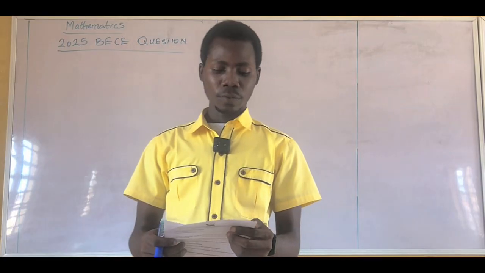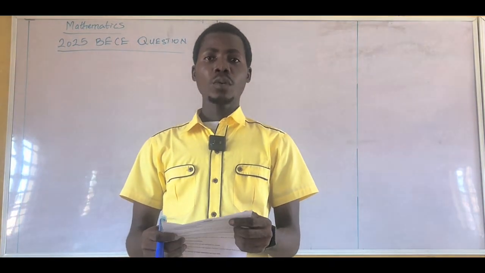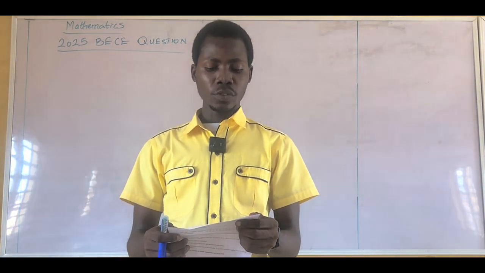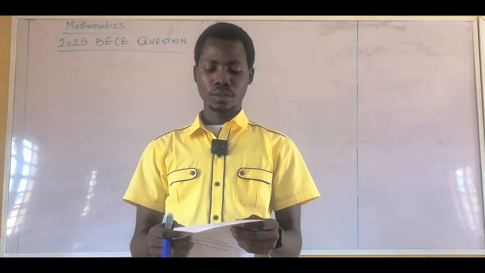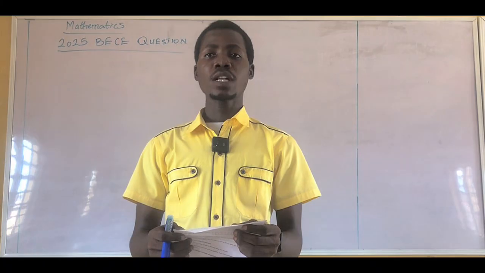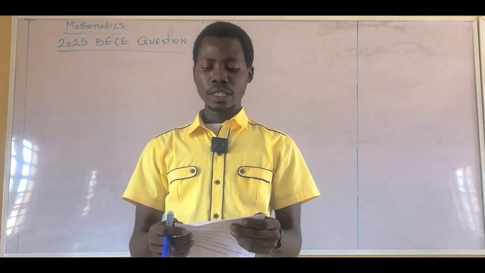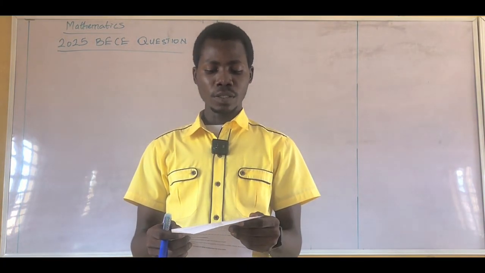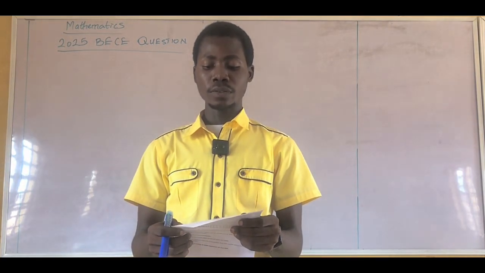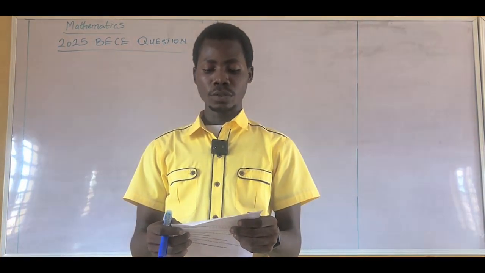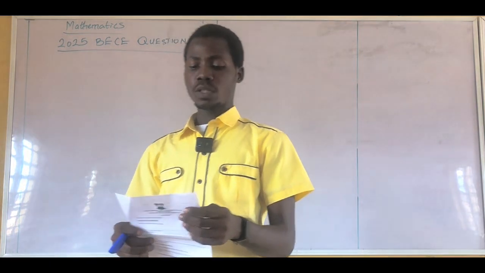So let's pick the first question here. We have, if 2 is added to the numerator and denominator of a fraction, it becomes 9 over 10. And if 3 is subtracted from the same numerator and denominator, it becomes 4 over 5. Find the fraction, okay? This is the question for BECE.